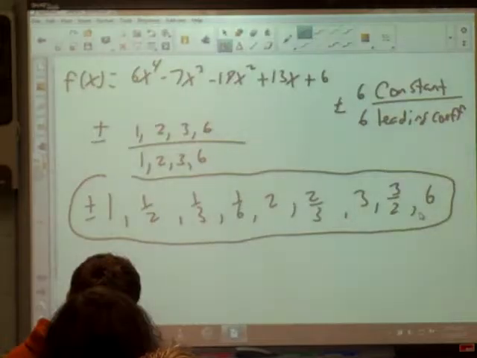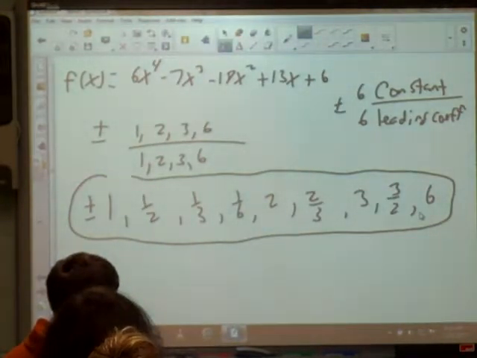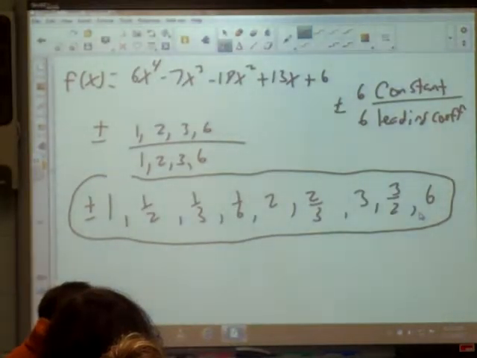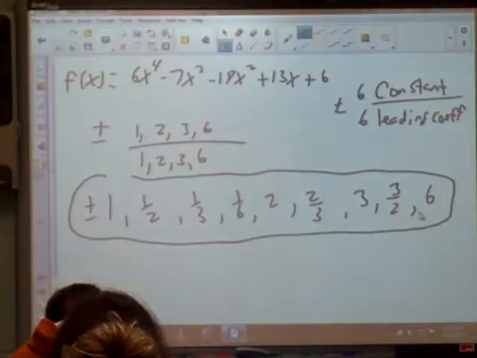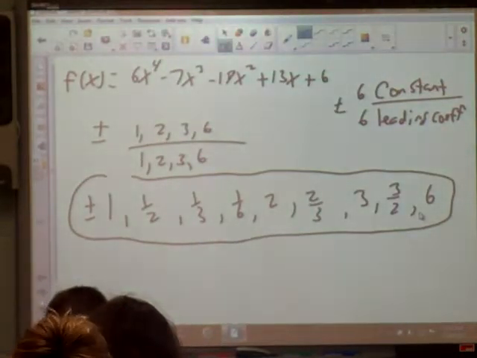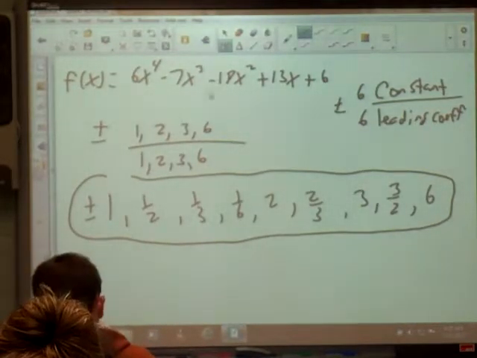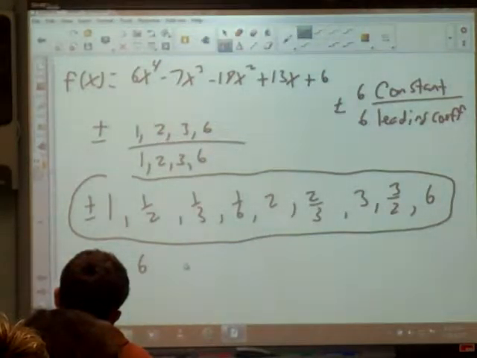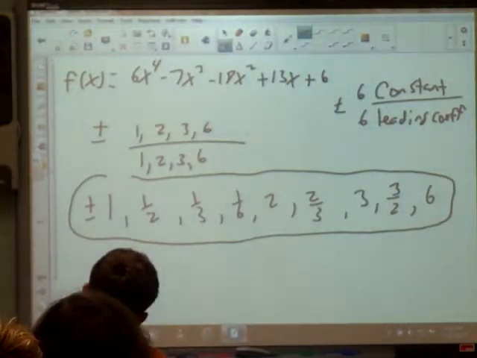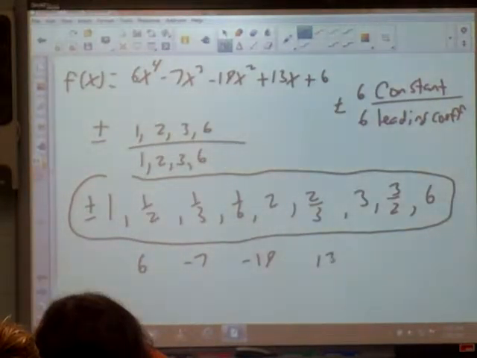So when we start doing trial and error, if we're bad at this, we could pick a lot of them that don't work out of those 18, couldn't we? If we're bad number guessers. But at least it's down to 18. Because if not, we just have to be trying random numbers and fractions till the cows come home. So, all right, I'm going to go ahead and put my function in my box, and then I'll scoot it up so everybody can see it. 6x to the 4th, negative 7x cubed, negative 18x squared, 13x, and 6.